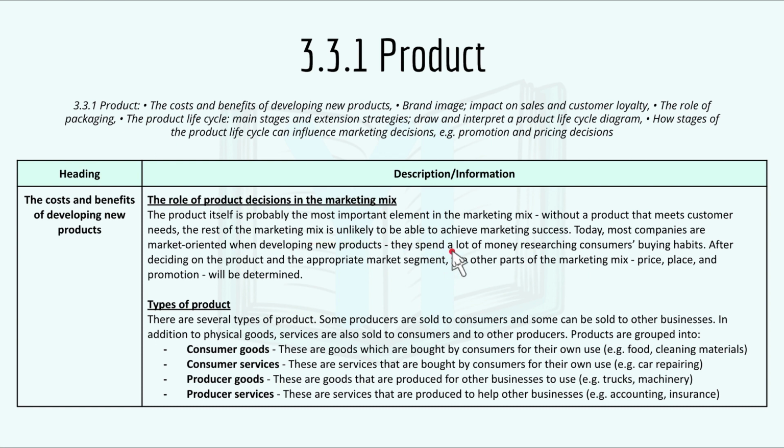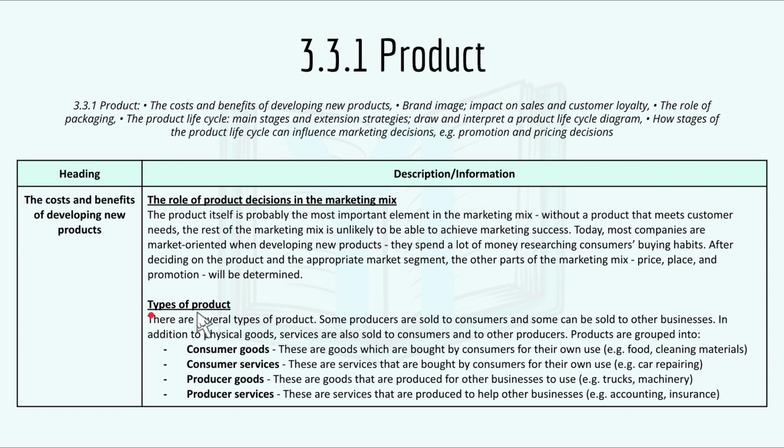And today, most companies are market oriented. As we looked into a few lessons before, market oriented means that you carry out market research before you develop a product, and they spend a lot of money researching the customer's buying habits. After deciding on the product and the appropriate market segment, the other parts of the marketing mix, which includes price, place, and promotion, will be determined.